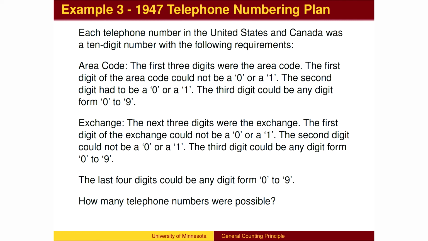The exchanges could also not begin with 0 or 1. And their second digit could also not be 0 or 1. Otherwise, all of the digits 0 through 9 were allowed. How many phone numbers were possible?